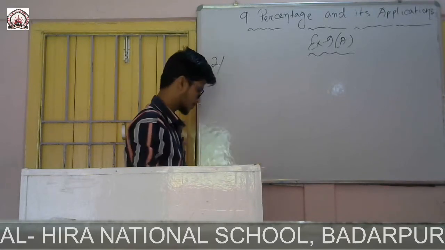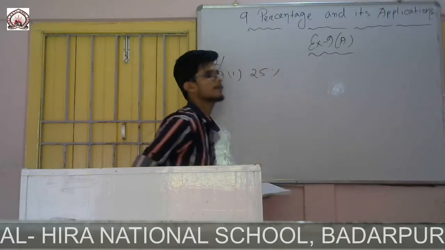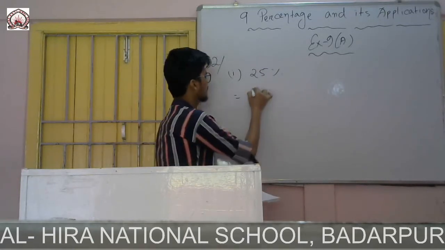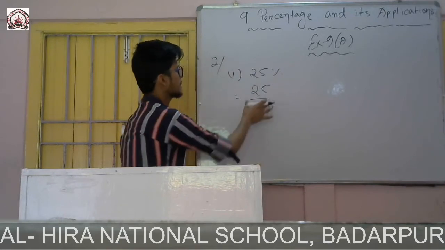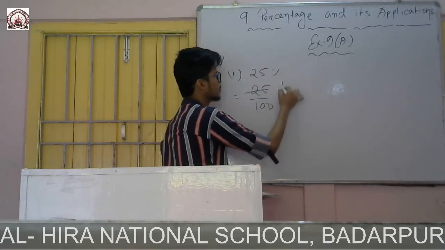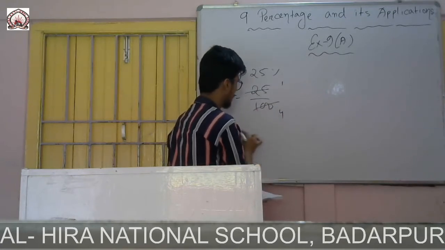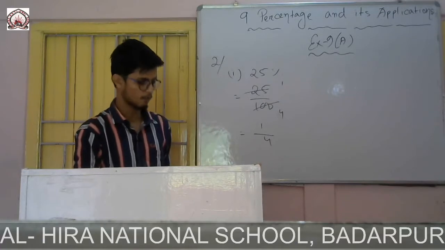Question number 2, Roman number 1, it is 25%. I can write it as 25 by 100. Now I can convert it into simplest form. If I cancel by 25, 25 ones are 25, 25 fours are 100, which I can write as 1 by 4. This is the fraction in simplest form.